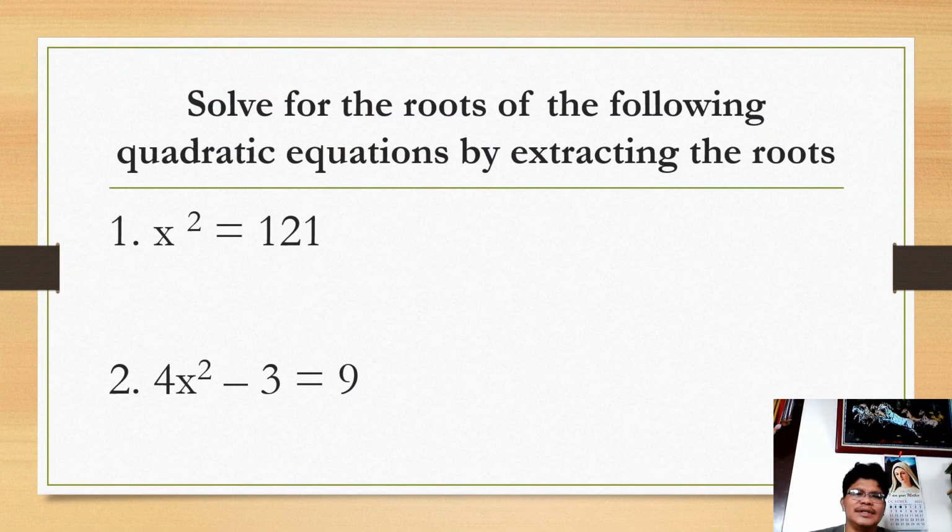After we discuss the different examples on how to use extracting the square root to solve the given equation, this time it is your time to solve equation 1 and equation 2. Equation number 1, x squared equals 121. And equation number 2, 4x squared minus 3 equals 9. Your time start now.